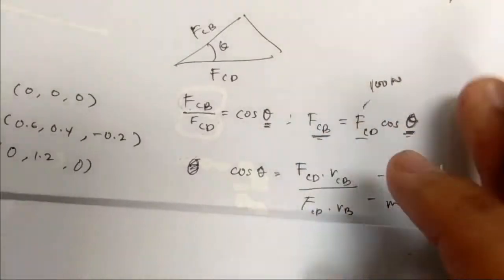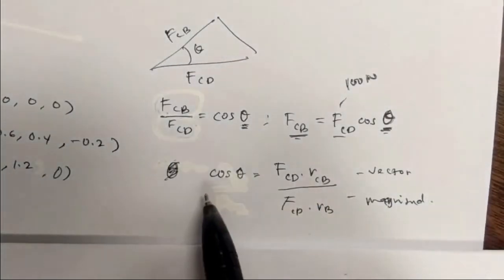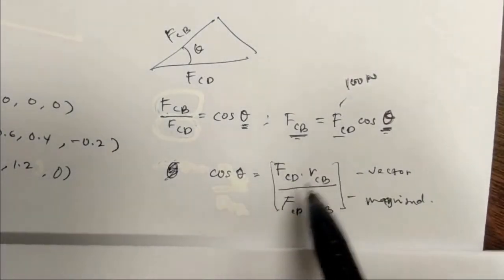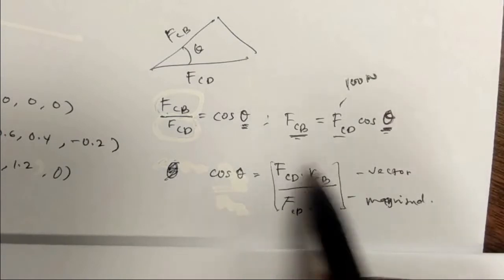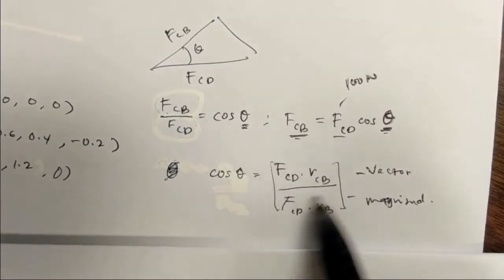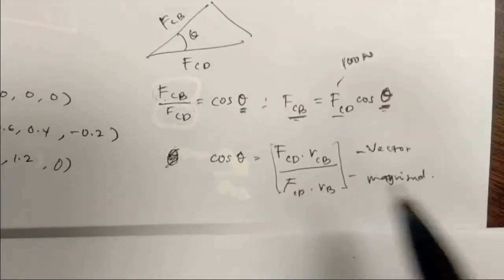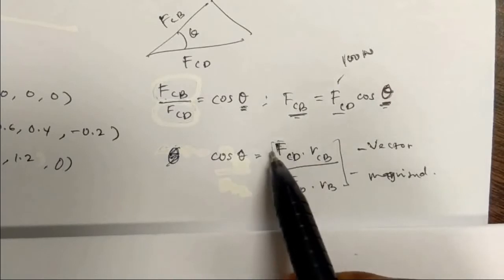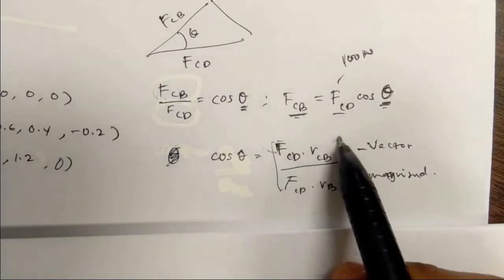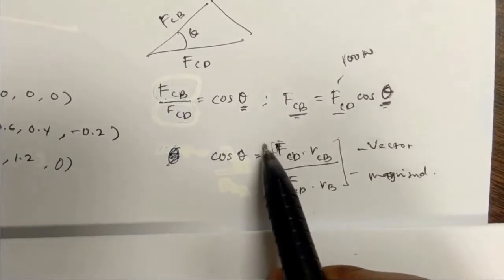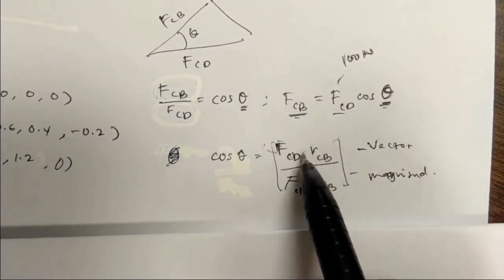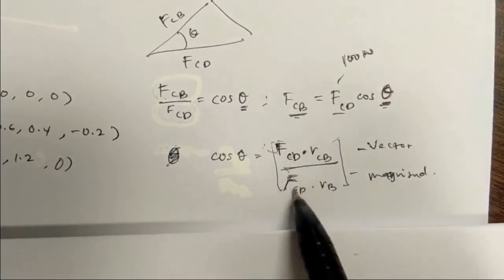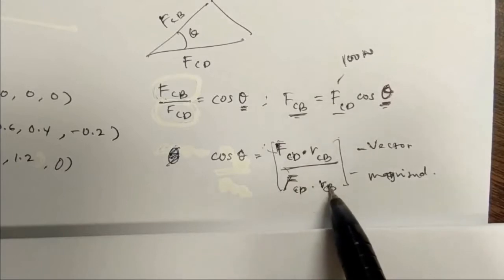The formula for theta, which we learned before, is cos theta is equal to, up here is a vector, down here is a magnitude. So the vector is for FCD in Cartesian form, and RCB in Cartesian form. If you remember, if you want to multiply Cartesian forms, we use the dot product. And then down here is the magnitude for FCD and the magnitude for RCB.